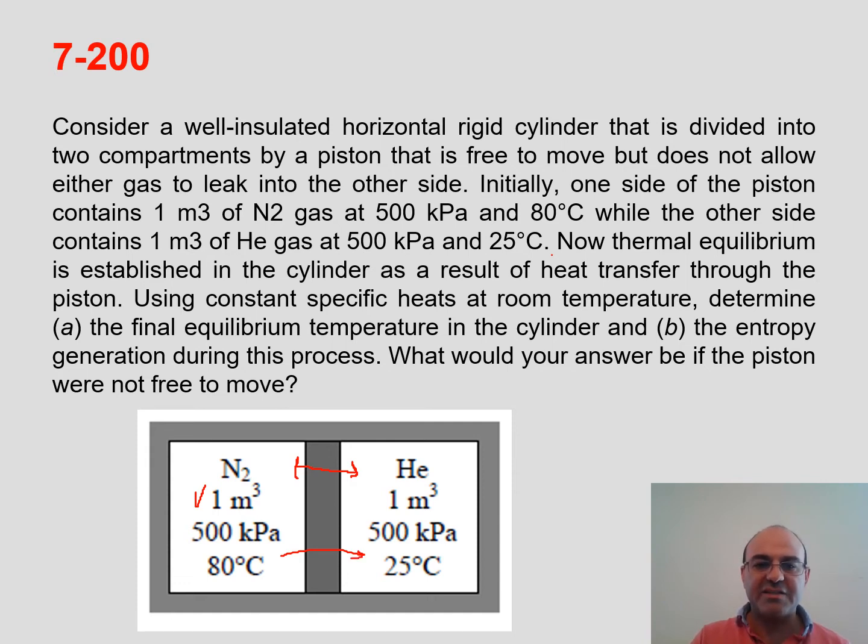using constant specific heats at room temperature. So this is a simplification. It means that you use Cp and Cv, whichever is needed, at room temperatures from table A1 or maybe A2, to determine the final equilibrium temperature in the cylinder and the entropy generation during this process. The problem has another part. What would your answer be if the piston were not free to move?